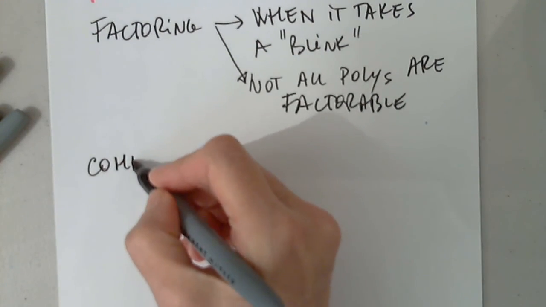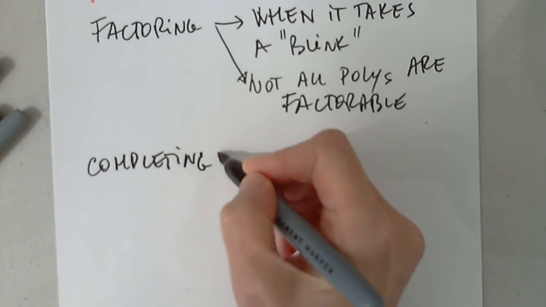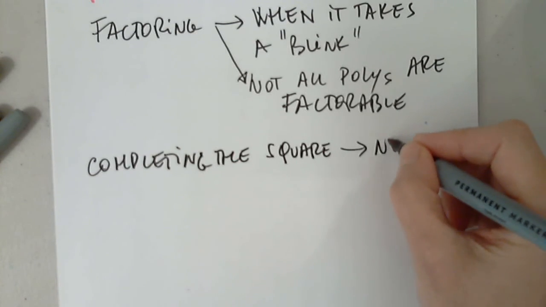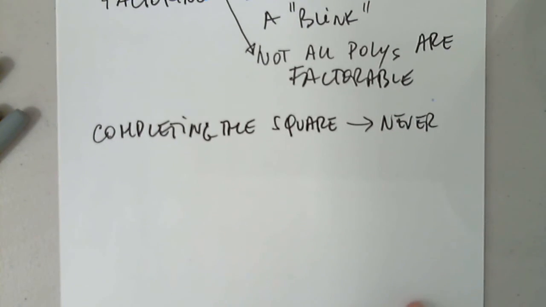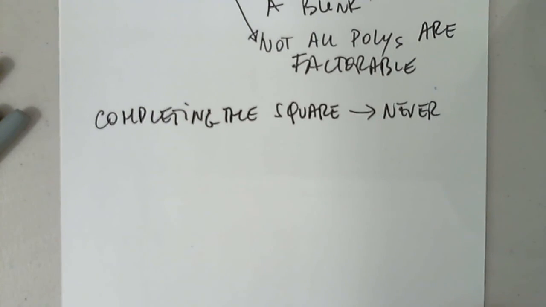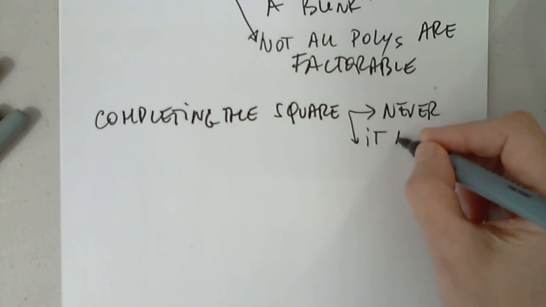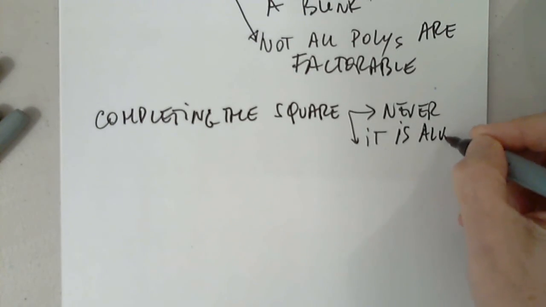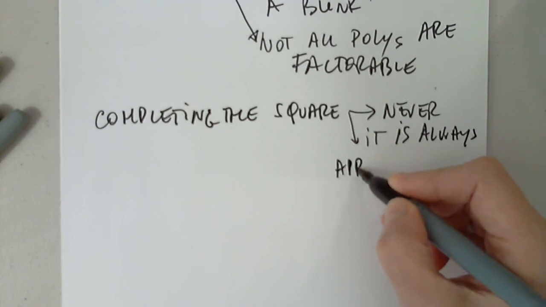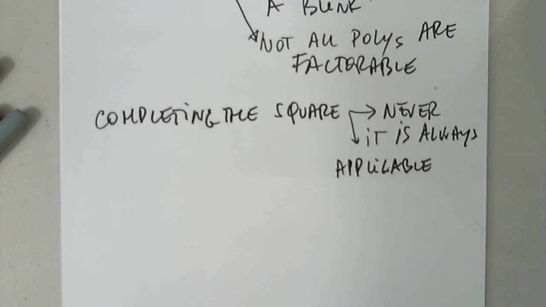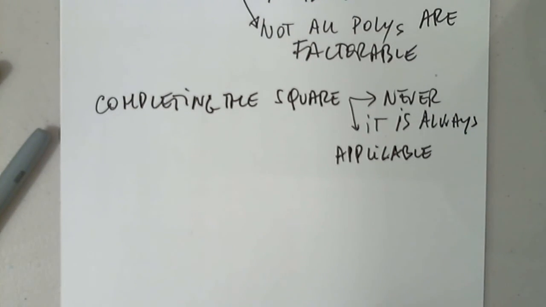Completing the square. Never. It has a different usage. If you force me to, I have no choice. If you choose for me, complete the square, then it is what it is. However, it always works. It is always applicable. Cumbersome, long, whatever you want to call it, but it's always applicable. This one is not.